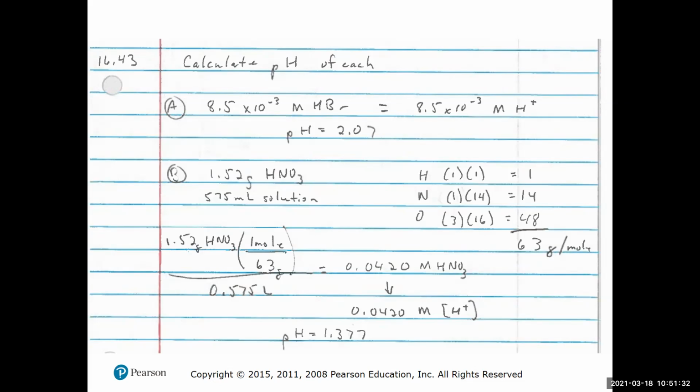So remember, strong acids, just like strong bases, dissociate fully. We don't have to fool with that equilibrium stuff because there is no equilibrium. It just dissociates. In B, we're told we have 1.52 grams of HNO3 in 575 mL of solution, and we want to find the pH of that.